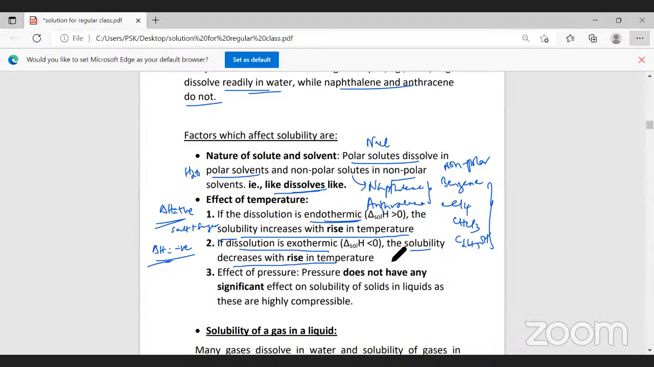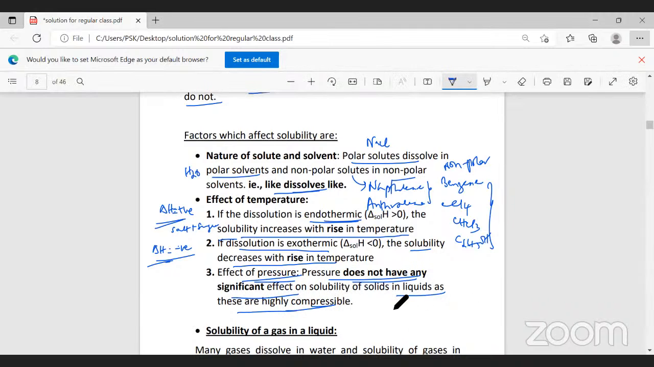Next is the effect of pressure. We learned the effect of pressure. Pressure does not have any significant effect on the solubility of solids in liquids, as they are highly compressible. So in the case of solids and liquids, pressure does not interfere. All right. So this is what we learned yesterday.